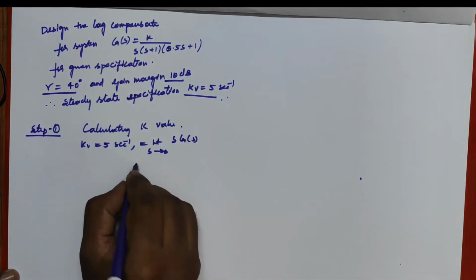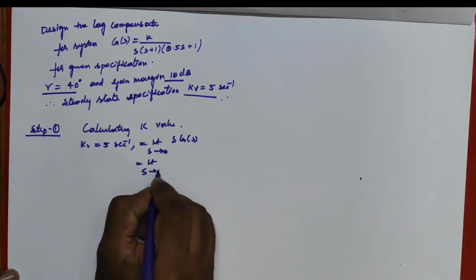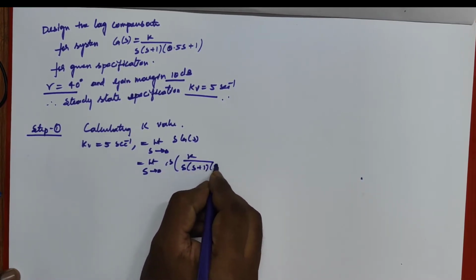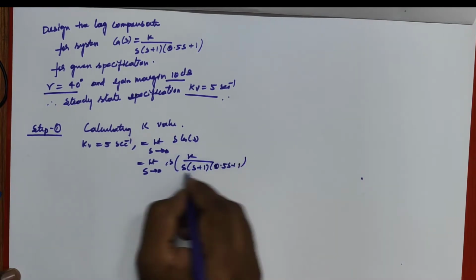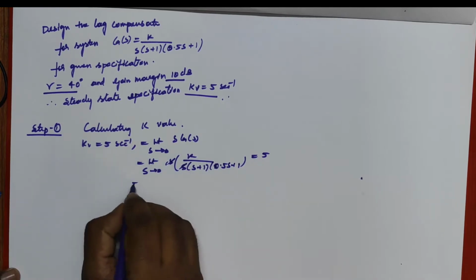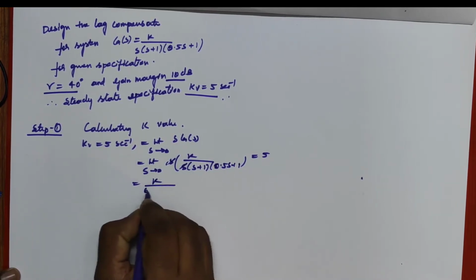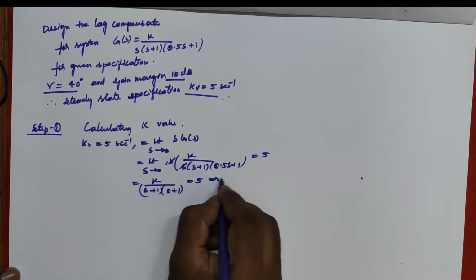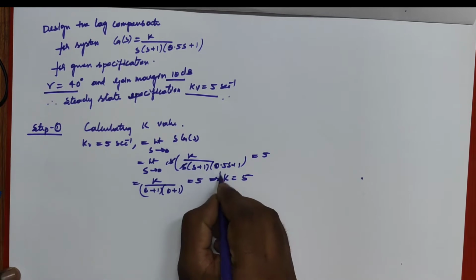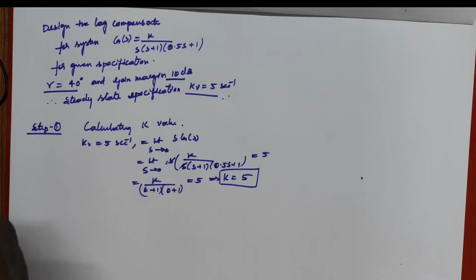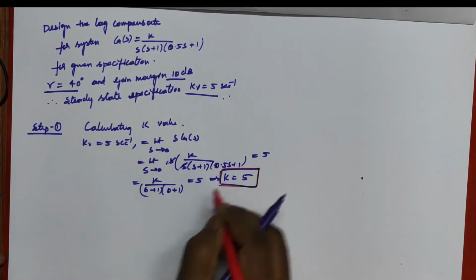Substitute this here. Limit s tends to 0, s into k by (s plus 1)(0.5 s plus 1). If you substitute s equal to 0, all values are equal to 5, so this becomes k by 0 plus 1 and 0 plus 1, so it is equal to 4. Eventually we obtain k equal to 5. So you got k equal to 5 value.